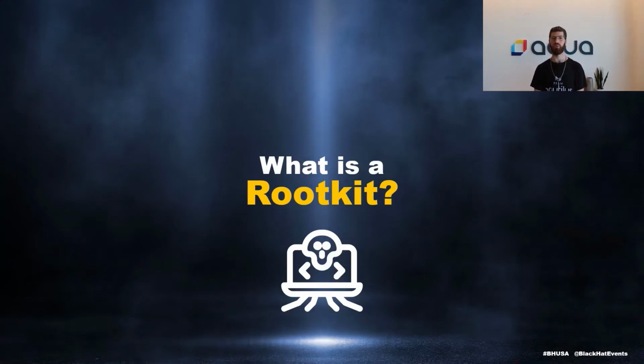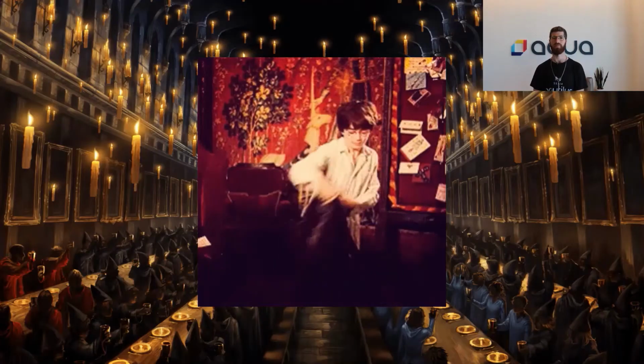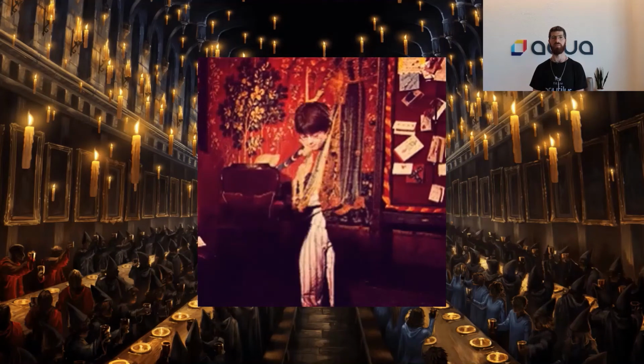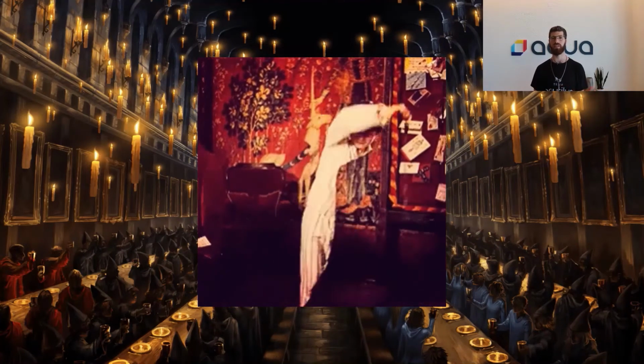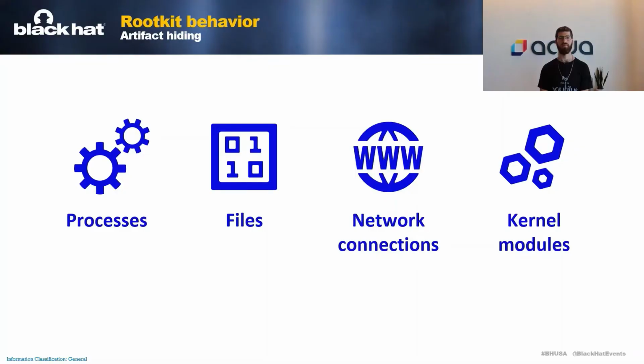So what is a rootkit? A rootkit is a malware whose purpose is to hide itself and other malwares or artifacts in the system. It does that by hiding artifacts like processes, files, network connections, kernel modules, and even itself. That obviously makes it really hard to detect, and most of the time you won't even know it's there. In this presentation, we'll be focused more on kernel rootkits rather than user space rootkits, although they exist.